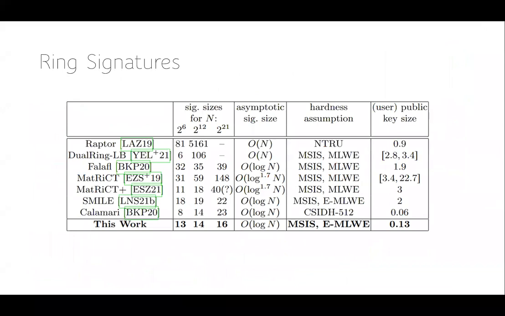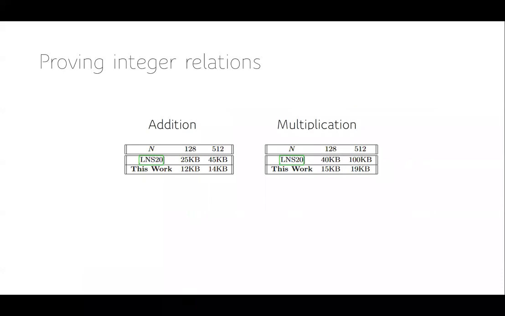Just briefly about performance, I guess I'm out of time. One of our proofs can be used directly to build ring signatures and group signatures. Our scheme really scales well with big ring signature sizes. Even for around 2 to the 21, it's moderately better than SMILE and all the other lattice-based and matrix-based schemes. And the nice thing compared to the lattice ones is that we have very small public key sizes, around 0.1 kilobytes. To showcase the integer relations proofs, thanks to the fact that we don't need to commit to these carry vectors, we get more than a factor of two improvement compared to the prior work.